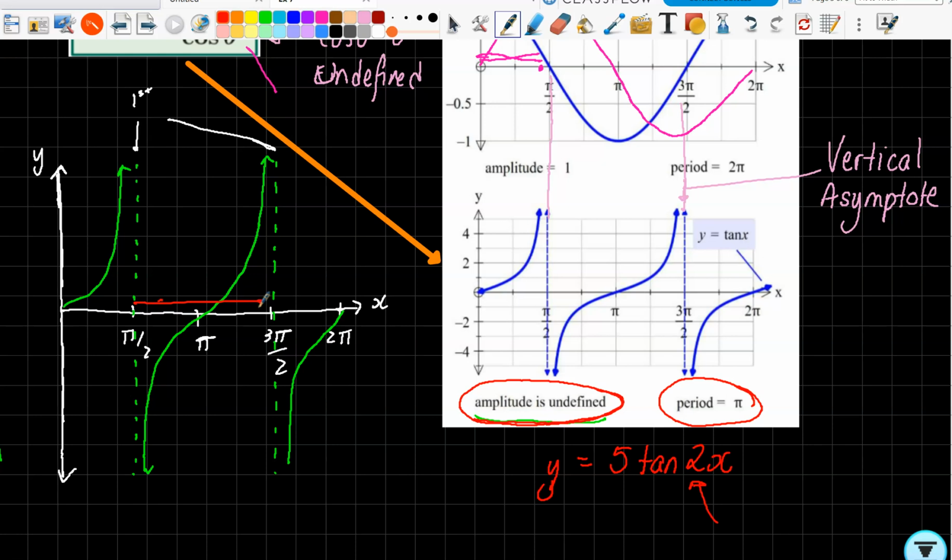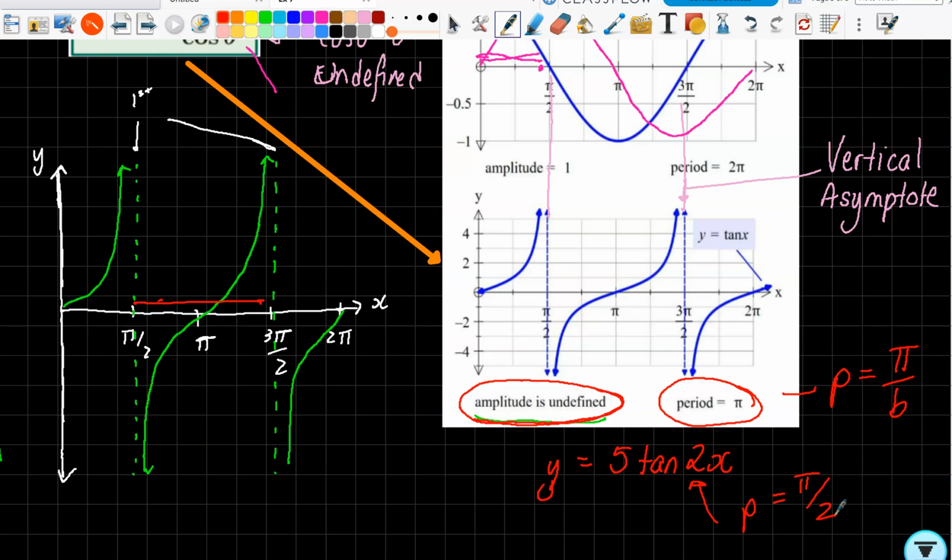So what do you think this 2 would now do? Squishes it. And so now we would say the period of tan, instead of 2 pi on b, is pi on b. So therefore this period would be pi on 2. And it just squashes it. And you can, in a moment, graph that yourself. Have a look either on Desmos or on your graphics calculator.